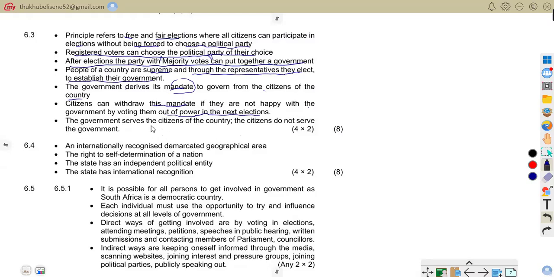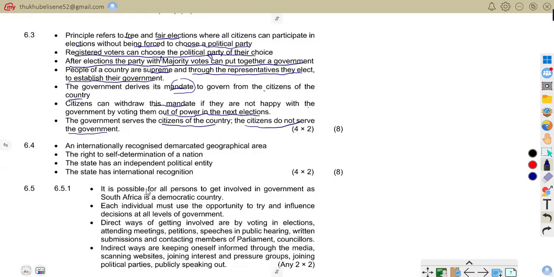The government serves the citizens of the country. So the citizens do not serve the government. That is that. The government serves the citizens of the country. So the government, they must what? Serve the citizens of the country. The citizens are not the ones to serve the what? The government, but the government is the one to serve the citizens of the country. So I hope we are together on that.